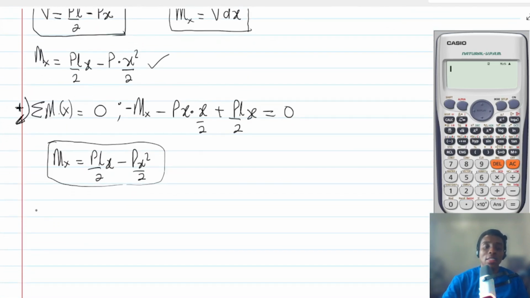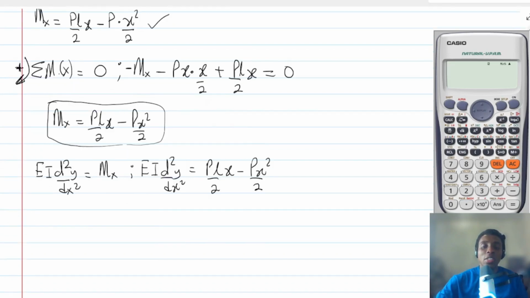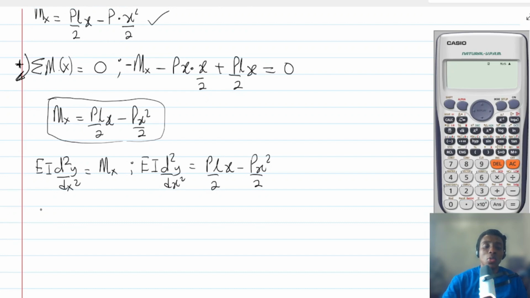All right. So at this juncture, once you've been able to do this, it means you are almost there, because we would have to just bring the Mx here and do the integration. That's all. So now, let's bring it here and do the integration. So it's going to be EI d squared y dx squared should be equal to what? PL over 2 x minus Px squared over 2. So you've got this, and then you want to do the integration. What is it going to be? It's going to be pretty much simple.